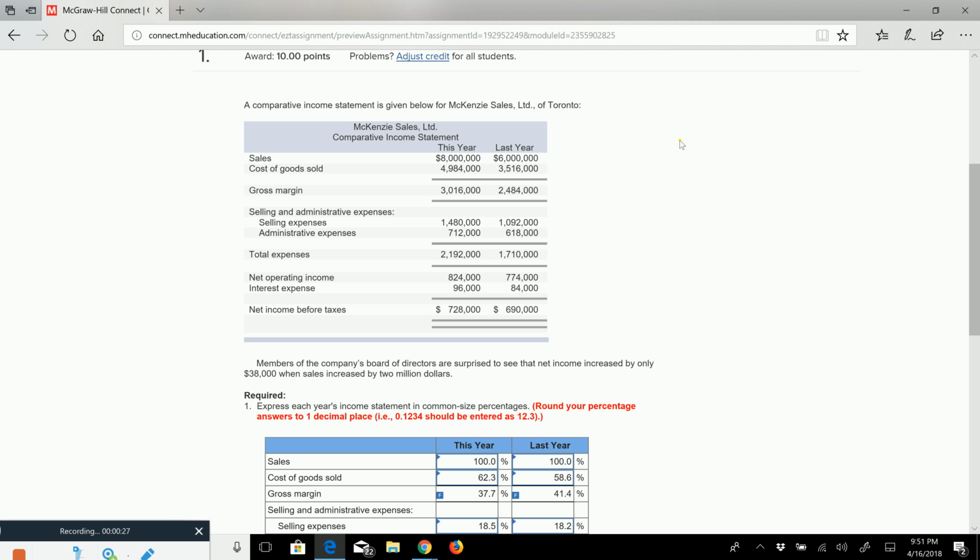Okay, so what we have here is a comparative income statement. So we have the income statement for the end of this year versus the income statement for the end of last year. We can see sales are greater this year, gross margins greater this year, expenses are also greater this year, and at the end of the day, net income is greater this year. So you might say to yourself, okay, this year was better.